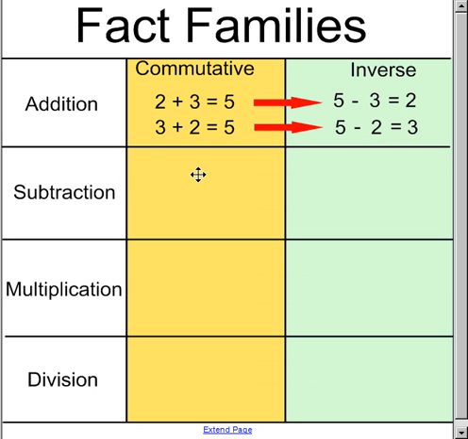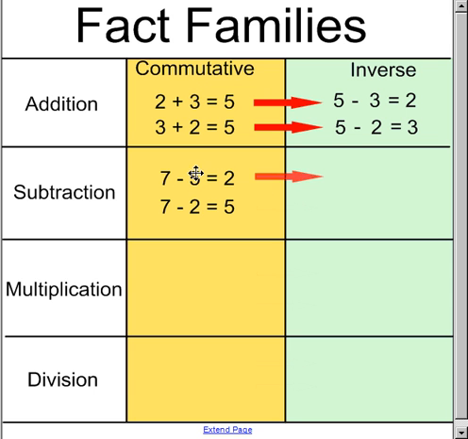Now let's look at subtraction. It works a little bit different. Let's look at the problem 7 minus 5 equals 2. It doesn't make sense to try and reverse the 7 and the 5 because you can't take 7 away from 5. What we can do, however, is reverse the last two. It is true that 7 minus 2 equals 5. That's the commutative property there.